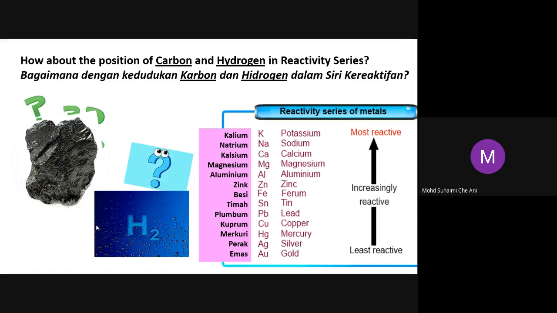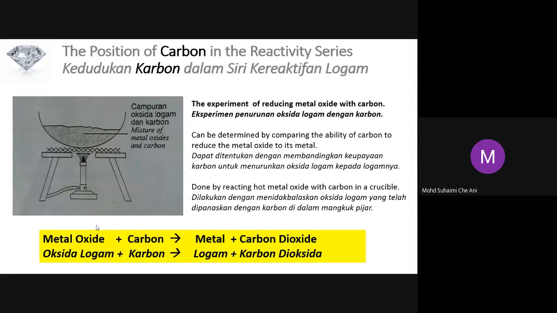So senang nak cari. So kita nak tengok ke manakah kedudukan carbon dan hydrogen dalam siri reaktiviti ni. So first kita tengok dulu untuk carbon. For carbon, to know the position of carbon in the reactivity series, they do the experiment called reducing metal oxide with carbon.